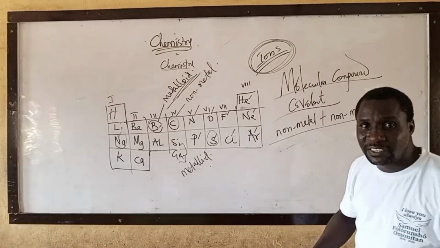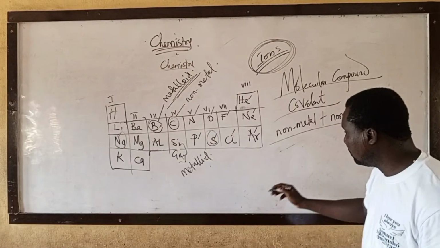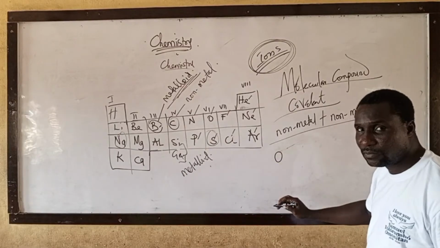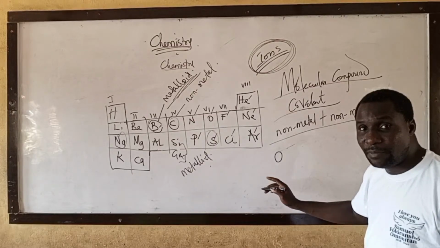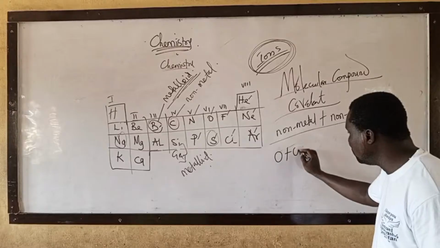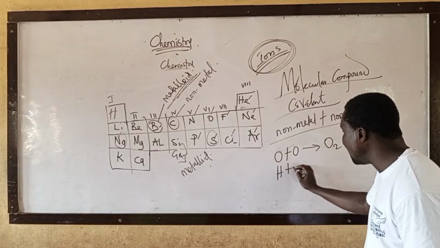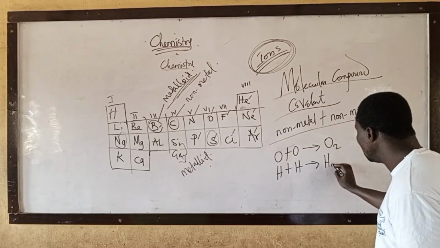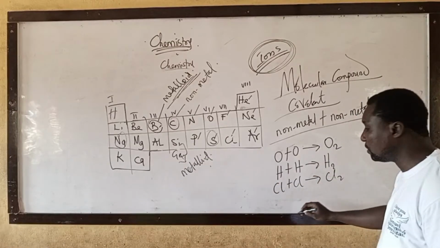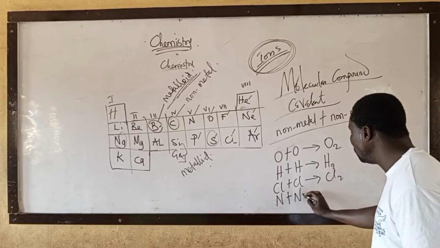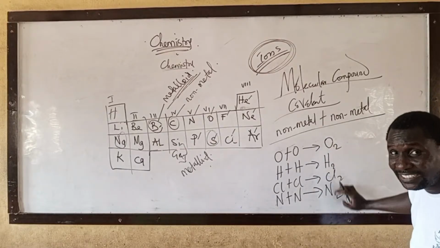Let me start with molecules of gases. When you have oxygen, elements, molecules of the same atoms. Oxygen plus oxygen will give you what? Oxygen gas. Hydrogen plus hydrogen will give you what? Hydrogen gas. Chlorine plus chlorine will give you what? Chlorine gas. Nitrogen plus nitrogen will give you what? Nitrogen gas. All these are called molecules of gas.